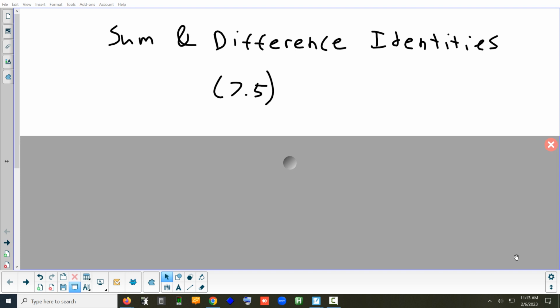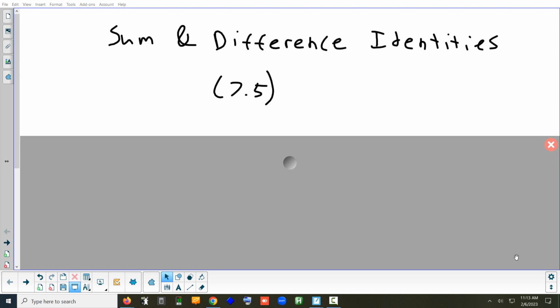All right, so we're going to start out looking at section 7.5. We've looked at what we call the fundamental identities. Those cover the reciprocal identities, like when you flip the sine, you get the cosecant. They cover the Pythagorean identities, like sine squared plus cosine squared equals 1. And they cover the tangent and cotangent identities, like tangent is sine over cosine, cotangent is cosine over sine.